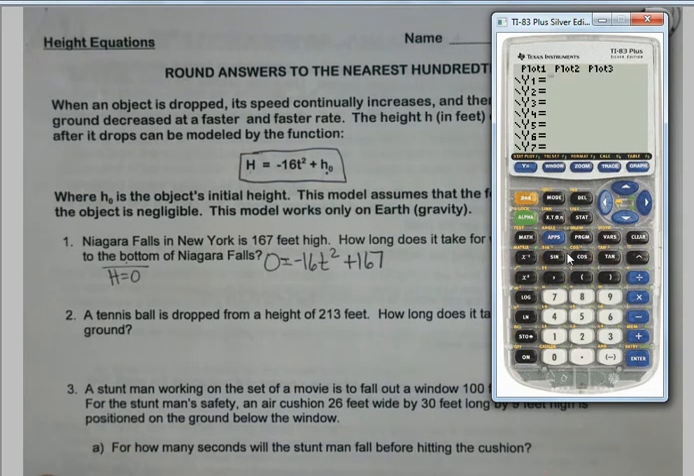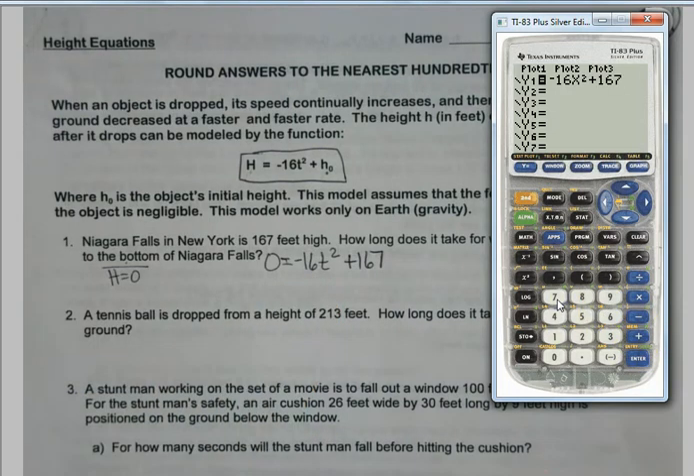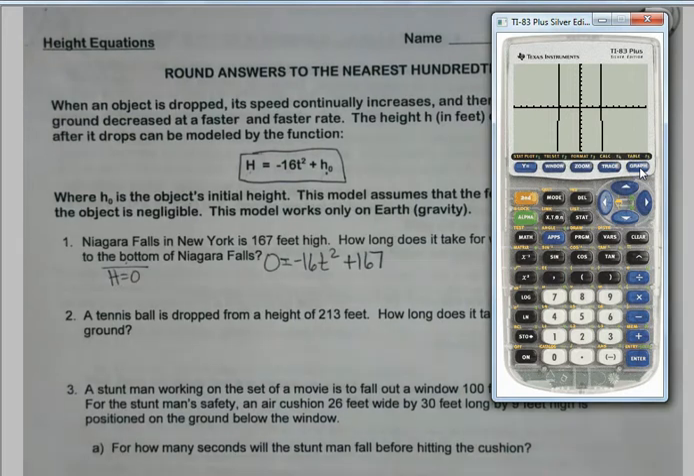So if I'm going to do it graphically, I'm just going to replace this t with x. So I'd have negative 16x squared plus 167. And then I'll show you how we can just do it algebraically too. Because again, some of you will like it one way over the other. Now here's the one thing you're going to have fun with though. When I go to graph it, you're like, whoa, can't even see all of this. But here's what I can see.